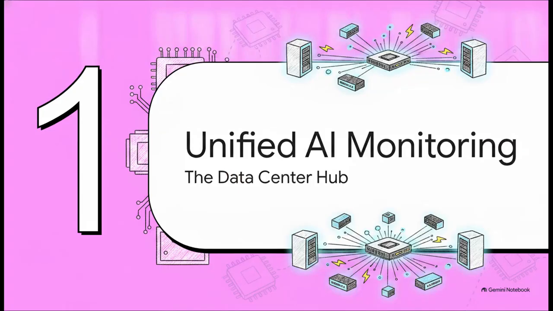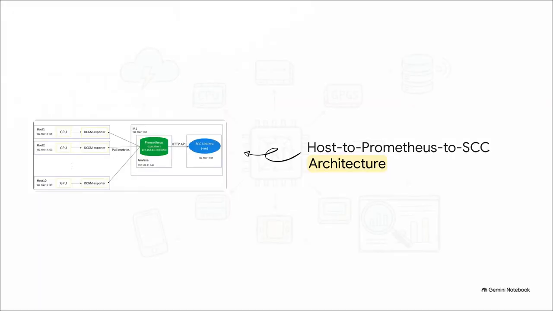All right, let's dive into Section 1, Unified AI Hardware Monitoring, which is really the hub of the data center. Think of this setup like a giant wheel. On the outer edge, we've got our spokes. These are the individual compute hosts completely packed with GPUs. Now, each of these hosts runs a little piece of software called an exporter, which collects data.